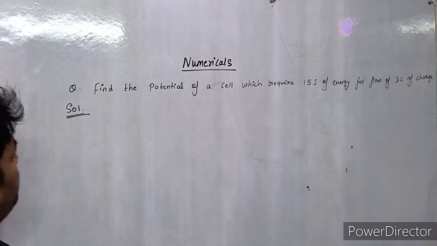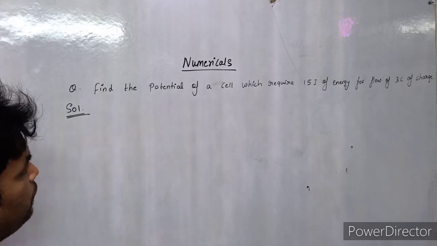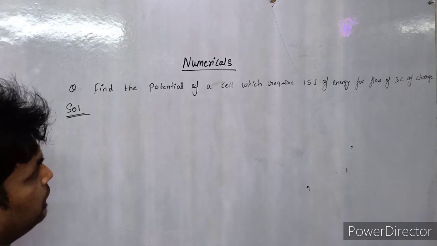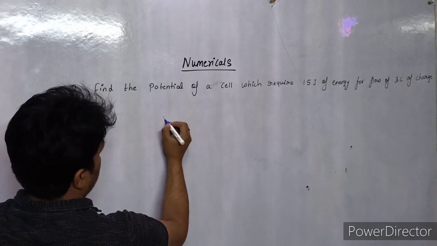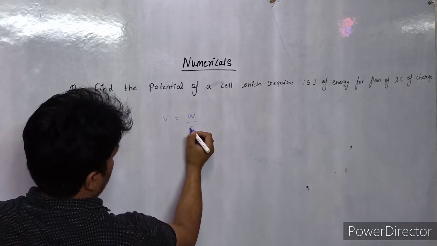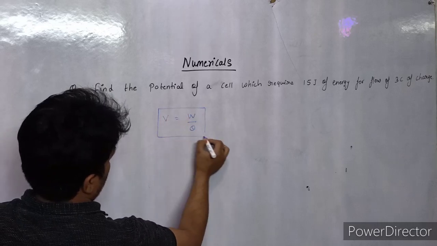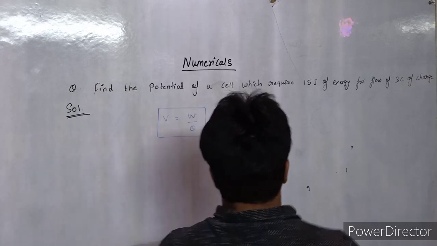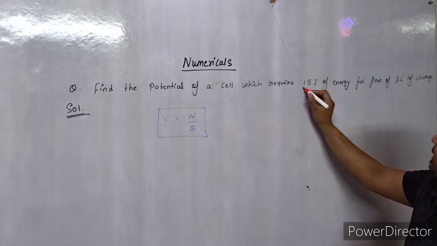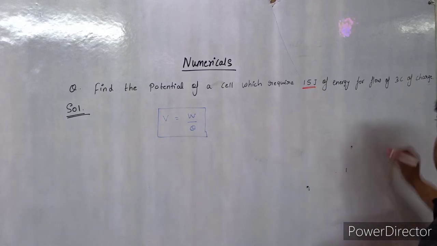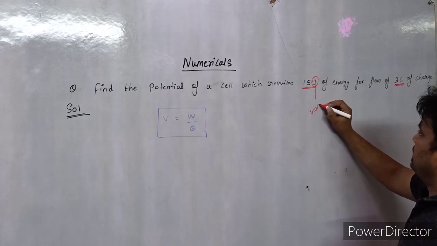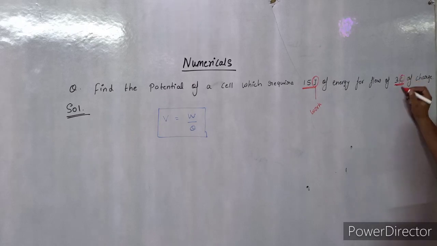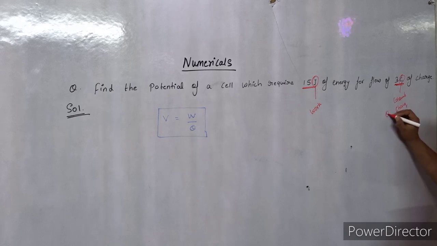Now the numericals on this topic. Find the potential of a cell which requires 15 joule of energy for flow of 3 coulomb of charge. First of all, the formula for the potential is V equals W by Q. To solve the numerical very simply, just underline the terms we are given: 15 joule, 3 coulomb. Here J represents work, the unit of work is joule. C is coulomb, the unit of charge, that is Q.